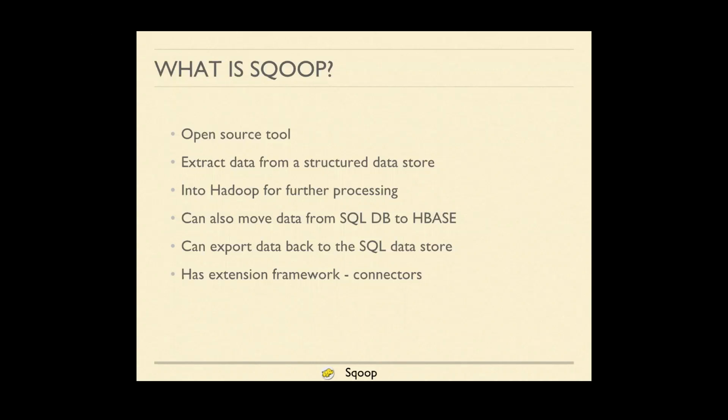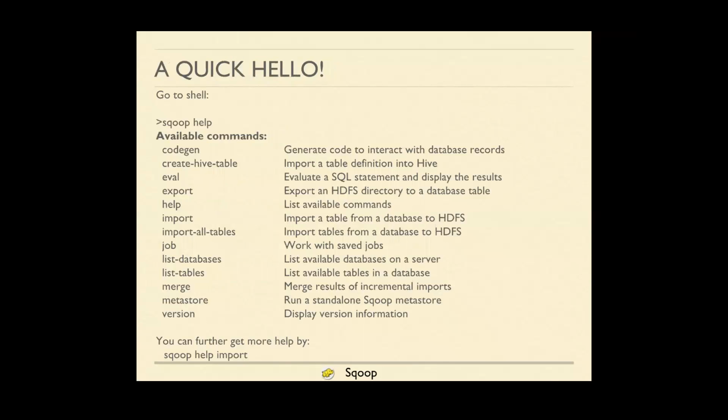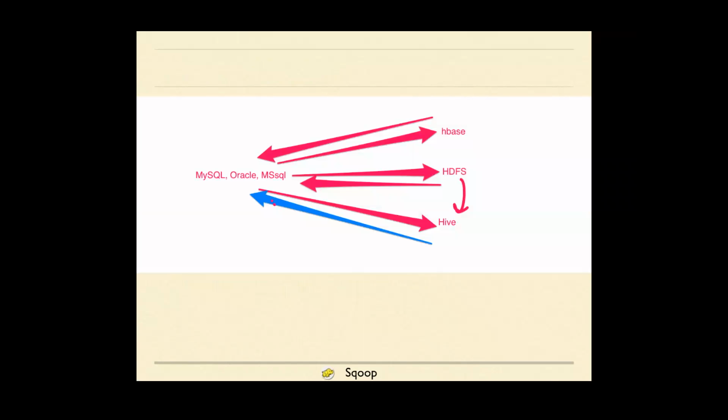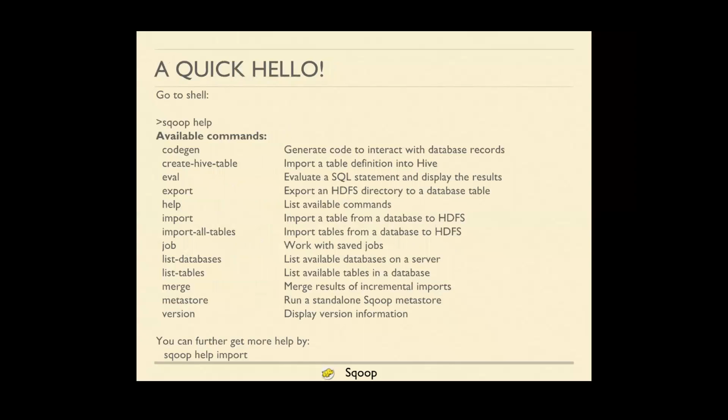A question from Anup is, will export be using reducers? Can we not save data directly from the mapper itself? We are just copy-pasting the data. We're just copying the data from MySQL and putting it in HDFS. Therefore, there will not be any reducers.